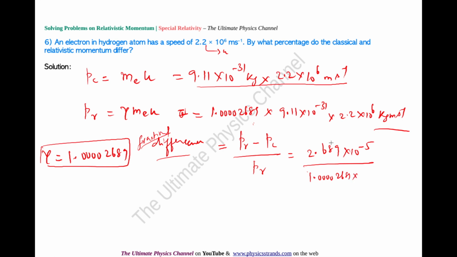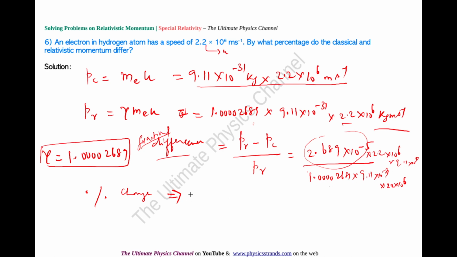That is 1.0000269 times the 9.11 into 10 power minus 31 into 2.2 into 10 power 6. Of course, in the denominator, once you do the difference, the remaining terms are going to be the same. So they are going to be there: 2.2 into 10 power 6 into 9.11 into 10 power minus 31. All those terms are retained. So if I work this out, I'm going to get the percentage change in momentum by multiplying by 100, right? That percentage change is going to be this difference.